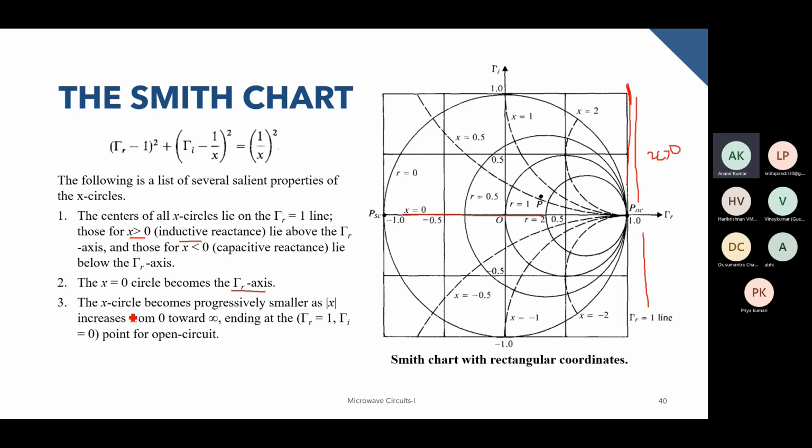Now the X circles become progressively smaller as mod X increases from 0 to infinite. For X equal to 0, you get a circle with infinite radius, and as X increases, the circles become progressively smaller. For example, this will become small like this, again smaller like this, and then for X equal to infinite, you'll just get this particular point over here. Similarly, the same thing happens on the top side as well.